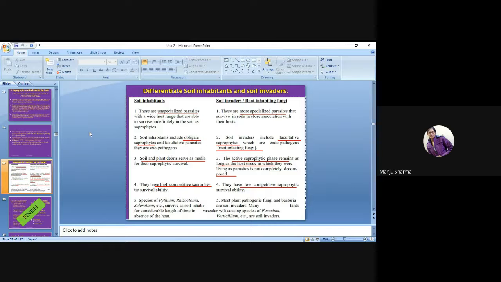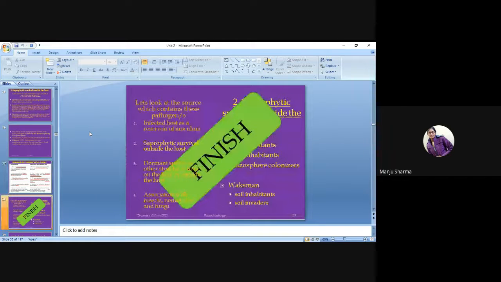Soil inhabitants, species of Pythium, Rhizoctonia, Sclerotium, etc., survive as soil inhabitants for a considerable length of time in the absence of the host. And for the soil invaders, most plant pathogenic fungi and bacteria are soil invaders. Many soil invaders are vascular wilt causing species of Fusarium and Verticillium, etc.